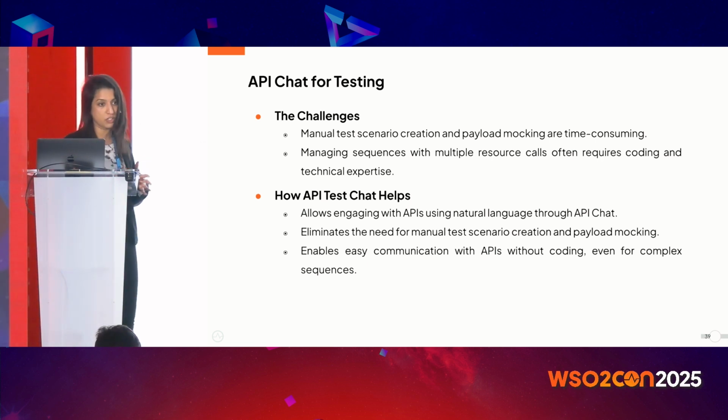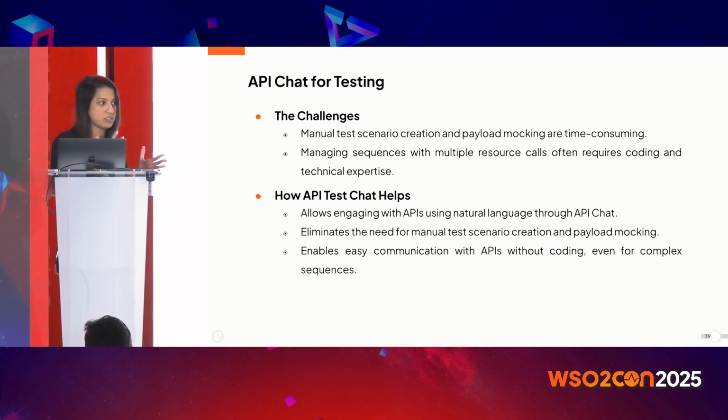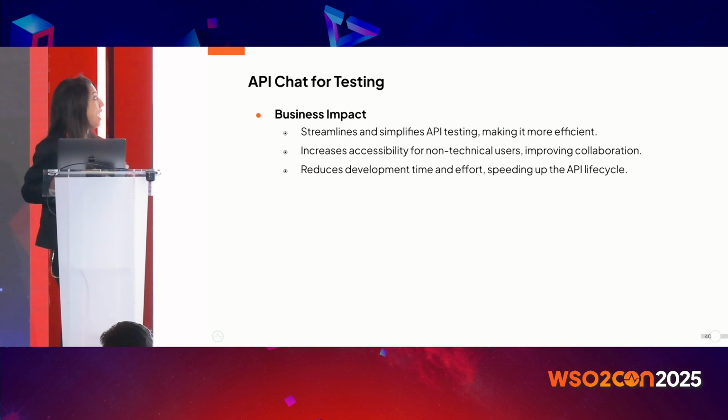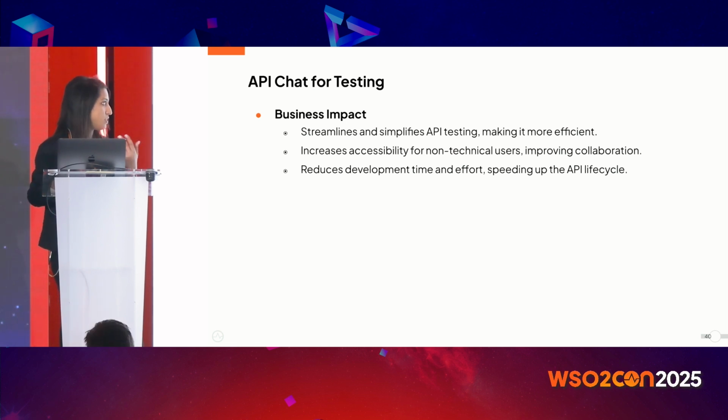So how API chat solves these challenges is it allows both technical as well as non-technical users to engage and test APIs using natural language. So this eliminates the need to do manual testing. And you can easily communicate with APIs without coding, even for complex sequences. And this will definitely streamline and simplify the API testing process, where you can get your business users and business teams to also test out these APIs. And this also reduces the development time and effort for your application developers.